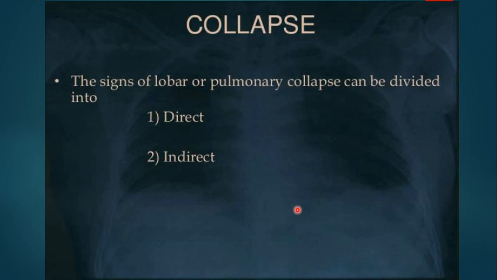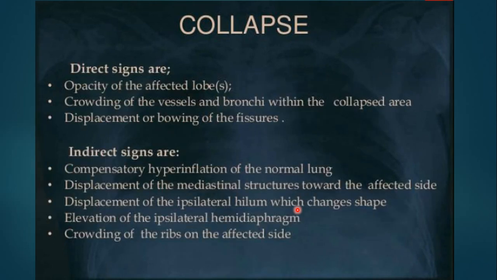So, what are the signs of collapse? The signs of lobar or pulmonary collapse are either direct signs or indirect signs. For example, the direct signs are opacity of the affected lobe or lobes, and crowding of the vessels and the bronchi within the collapsed area. In the part that is collapsed, you see the vessels and the bronchi are crowded, they are more numerous because there is volume loss leading to these vessels and the bronchi becoming closer to each other. Also, displacement or bowing of the fissure, opposite to the bulging.